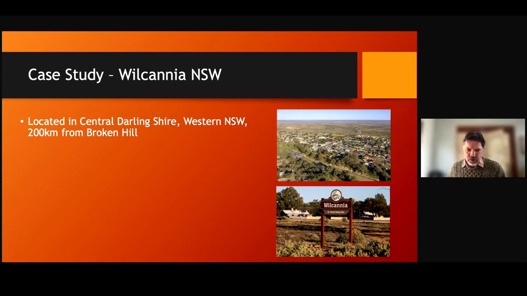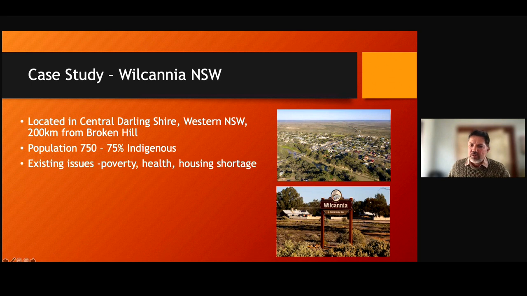It's got, I think, about 75% Indigenous population of 750, with quite a number of existing issues around poverty, health, housing shortage. So apparently a 2005 study found that the average life expectancy for men was about 37 and for women about 42.